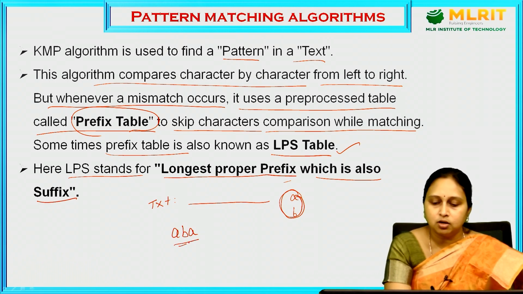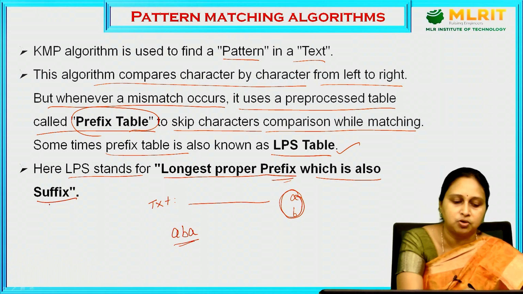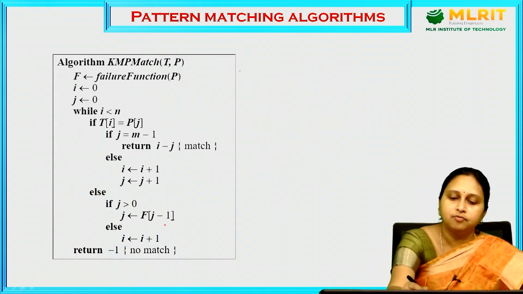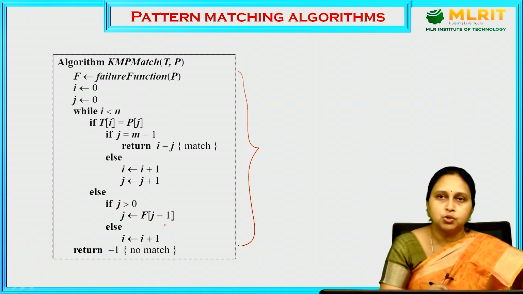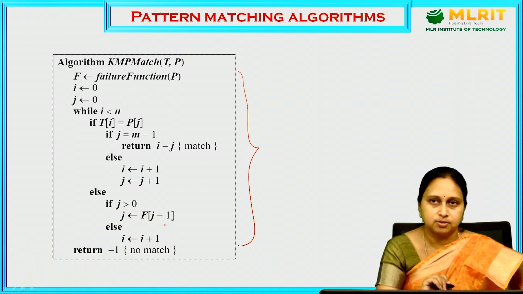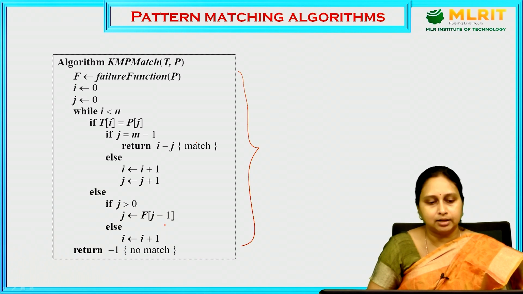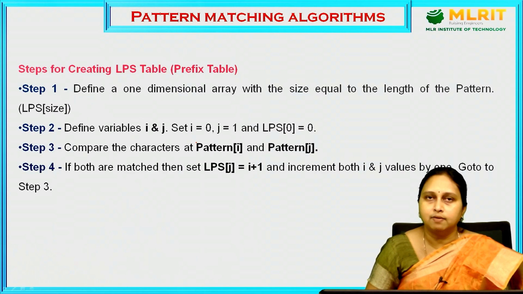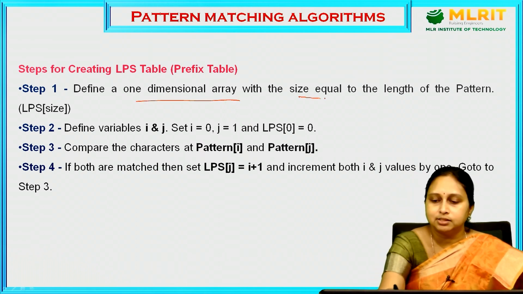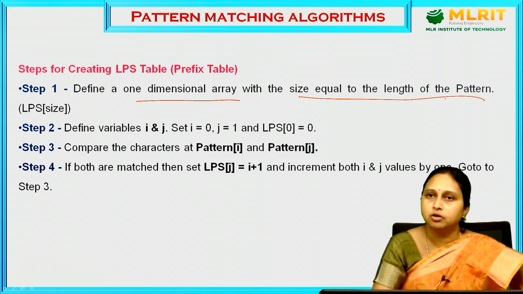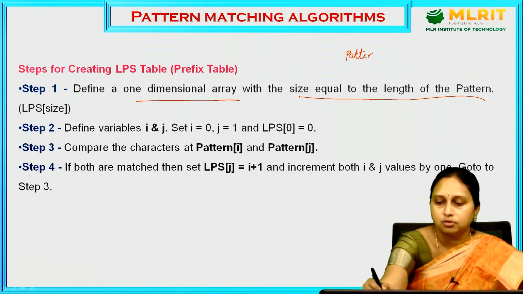Based on the prefixes and suffixes, we are going to write it. Let us see with an example so that you can understand what prefix and suffix are. This is the algorithm we are going to use for pattern matching in KMP. Based on this, we first construct our LPS. Let us see stepwise how we are going to construct our LPS table. Define a one-dimensional array with a size equal to the length of the pattern. Suppose I have taken my pattern length as 4.